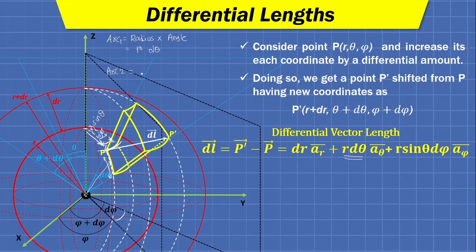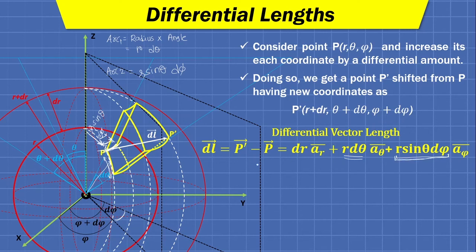Here the radius is r sine theta and the difference in angle is d phi. So the length of this arc will be r sine theta d phi. In this we cannot write d phi only, we need to write the length of this arc.